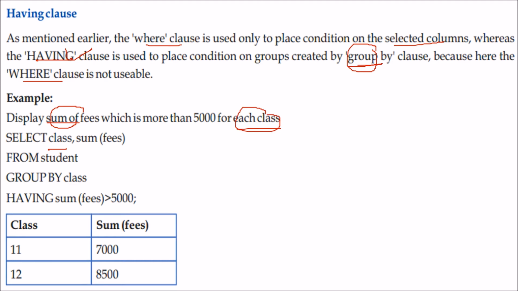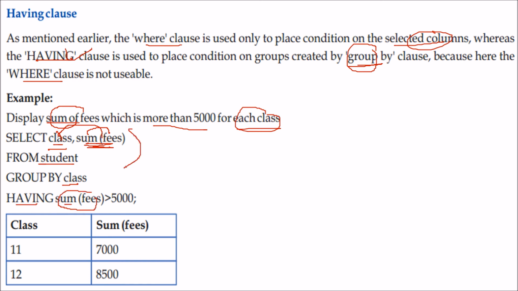Now you want to apply the condition that it is more than 5000, where we cannot apply in the where clause. The where clause is used only to place a condition on the selected columns. But you have an aggregate function also. For this you are going to use having. So select class, sum(fees) from student, group by class. And now you place the condition having sum(fees) greater than 5000.